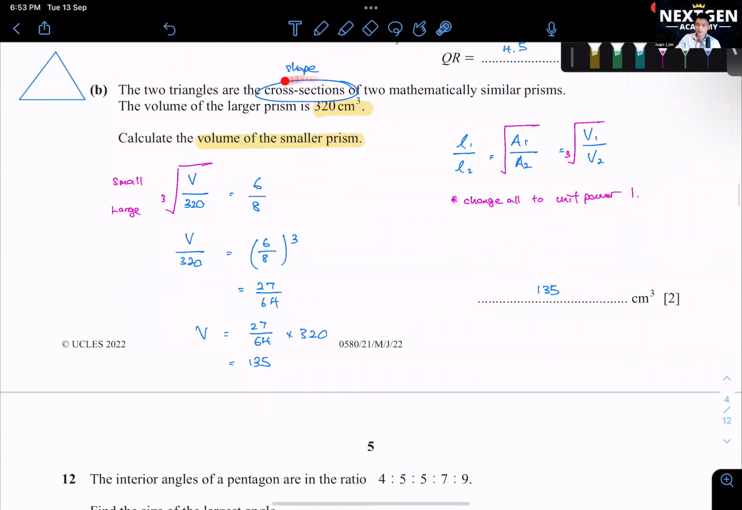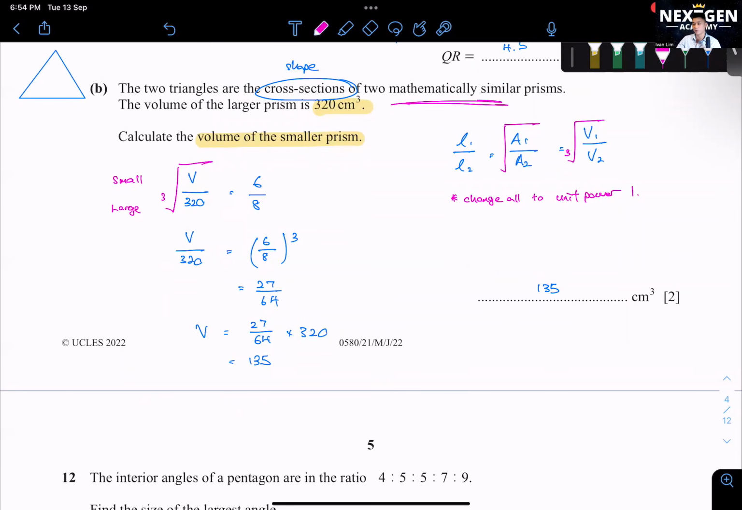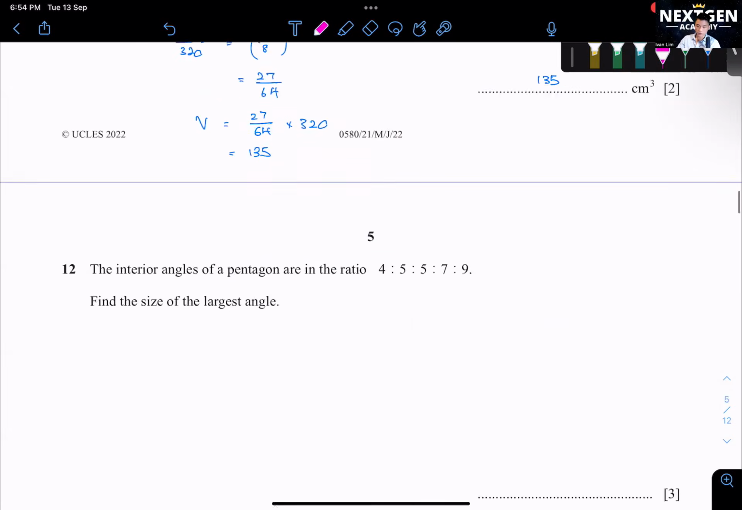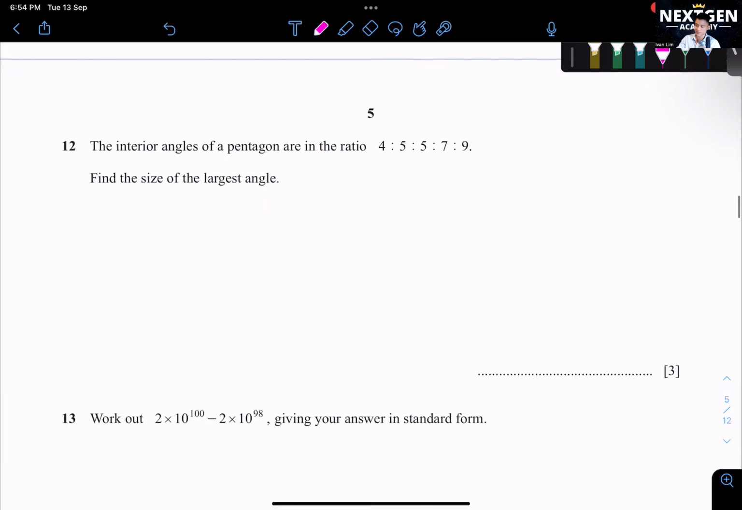All these cross-section words are not the keywords of the question. We need to focus on the keywords: mathematically similar. Whether you understand cross-section or not doesn't matter to solve the question. If other things distract you, you need to focus on the right things. Remember why I always highlight and underline all the keywords? Because in mathematics, we are not studying English. We just need to know what the question is trying to ask us. Don't get distracted by the other things.